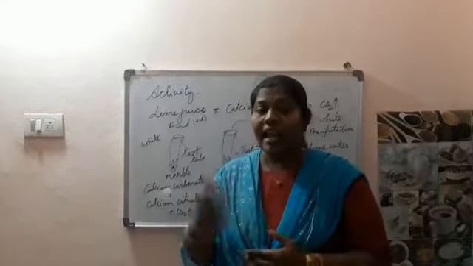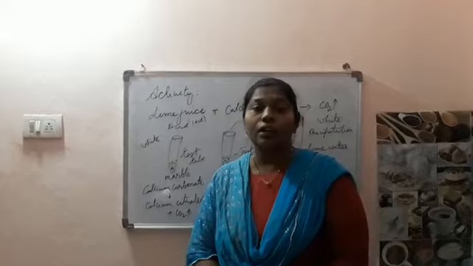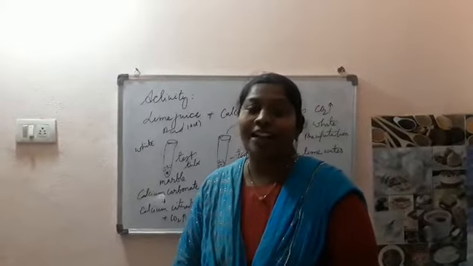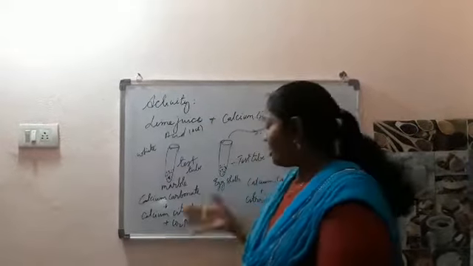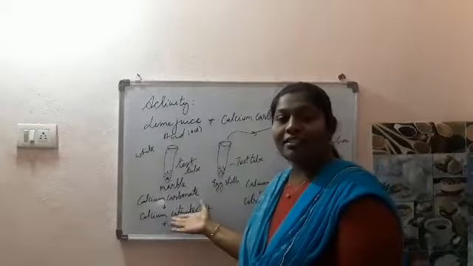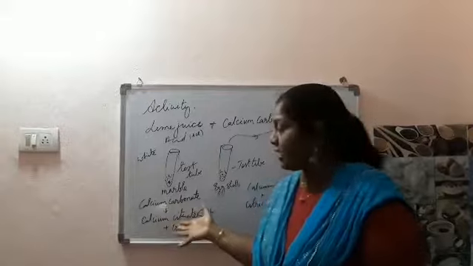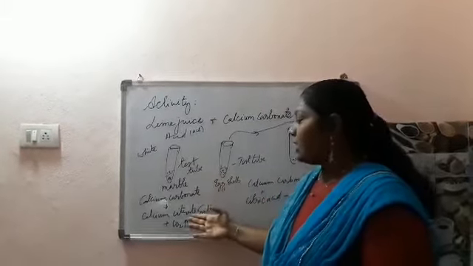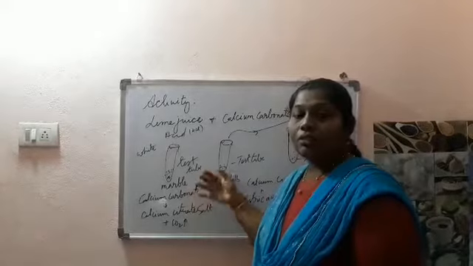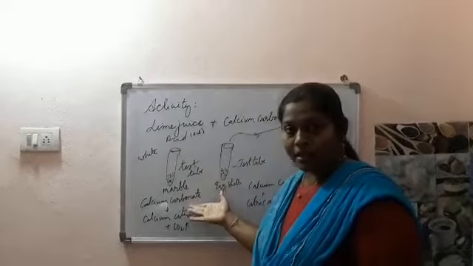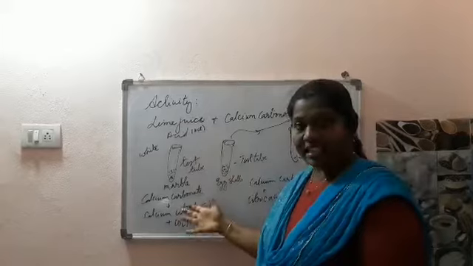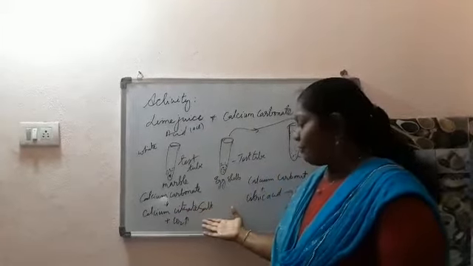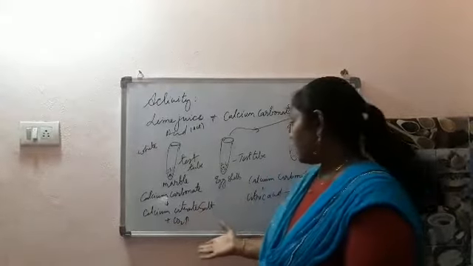In our earlier activity, what did we get, children? We got hydrogen. Very good. Now here we are getting one more product. It is nothing but carbon dioxide. So when the marble, which contains a base, is reacting with the acid, it is giving rise to calcium citrate. It is a salt form and also carbon dioxide.